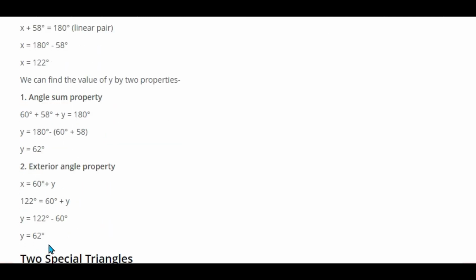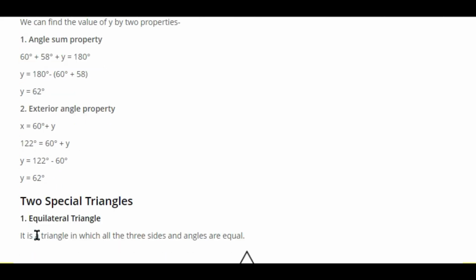Okay. In another manner, I already told you x equals 60 plus y. So 122 equals 60 plus y. Again, you get 62 degrees. Like any other question, you can do it like this or like this. So you have two ways to solve this question.